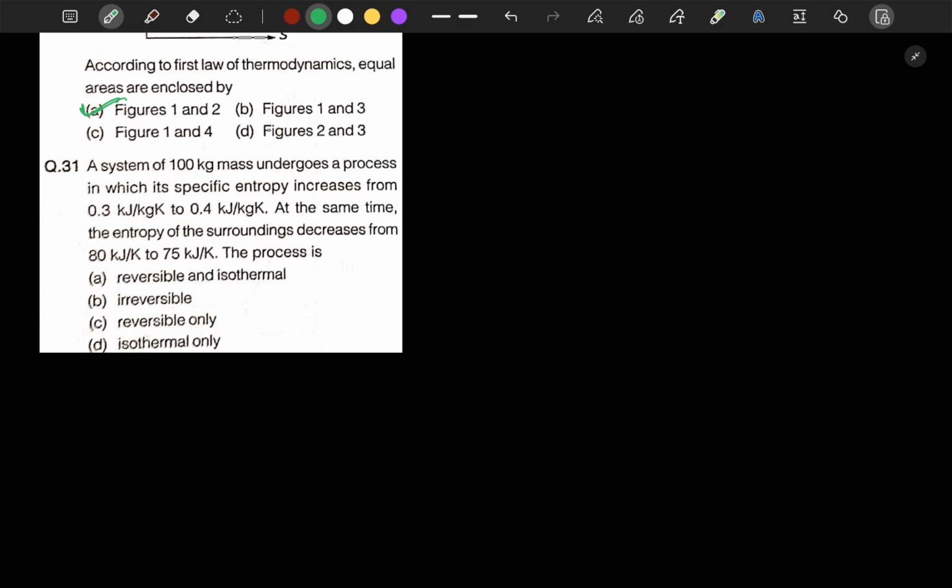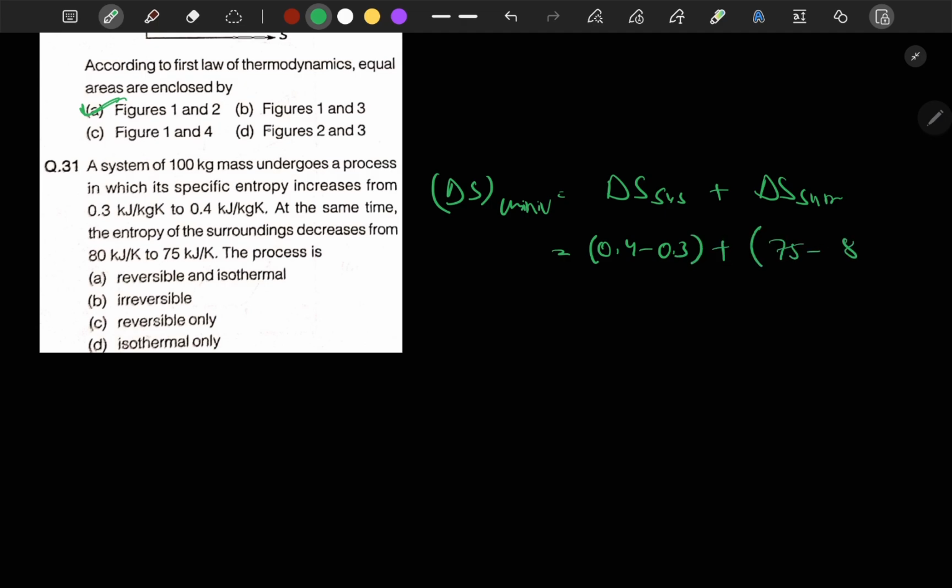For this, we can first calculate the delta S of universe. Delta S of universe is equal to delta S of system plus delta S of surroundings. For delta S of system, it is mentioned that entropy is increased from 0.3 to 0.4, so 0.4 minus 0.3, plus delta S of surroundings. It is mentioned that it decreased to 75 from 80. So from this we get 0.1 minus 5, and this will be equal to minus 4.9.